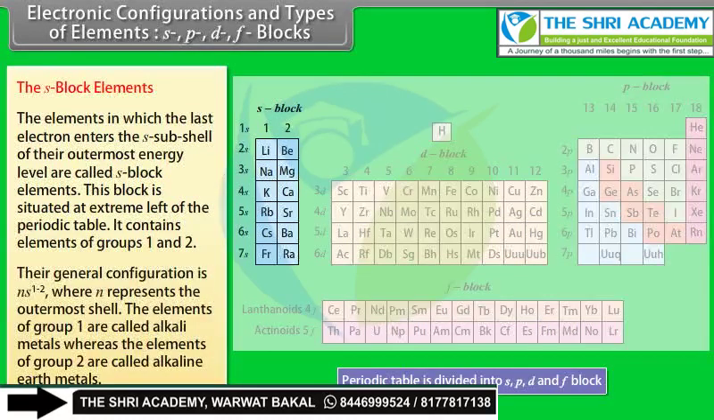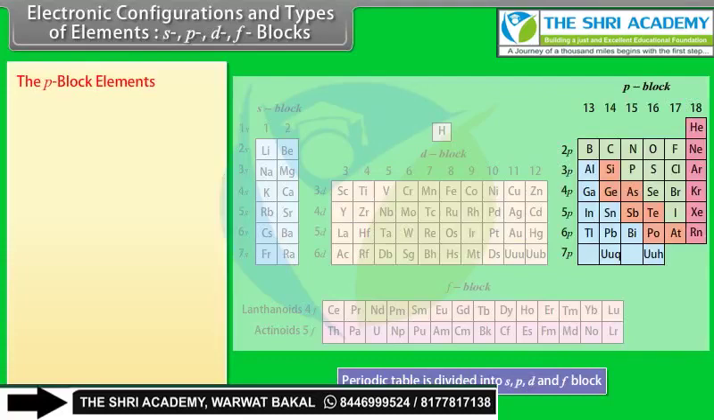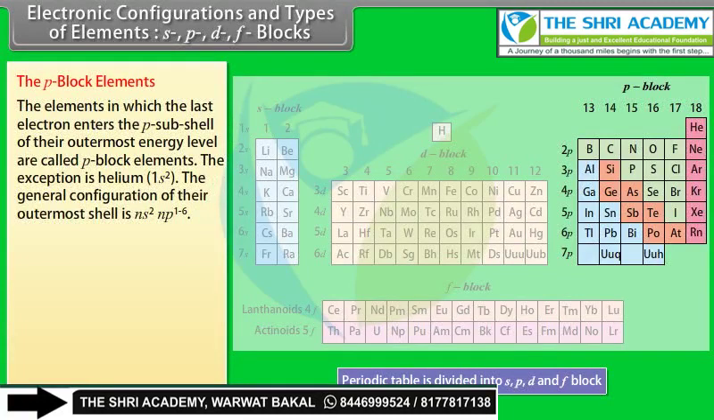Their general configuration is where N represents the outermost shell. The elements of group 1 are called alkali metals, whereas the elements of group 2 are called alkaline earth metals. The P block elements. The elements in which the last electron enters the P subshell of their outermost energy level are called P block elements.